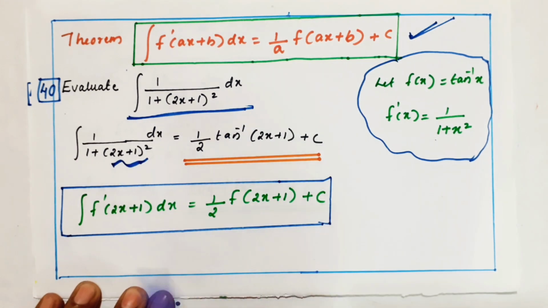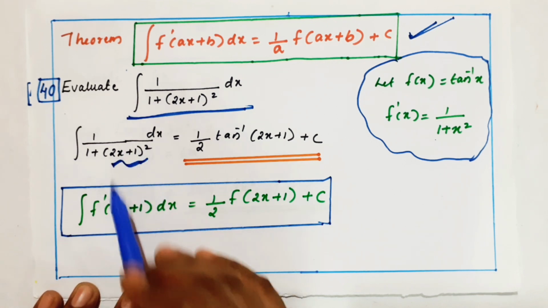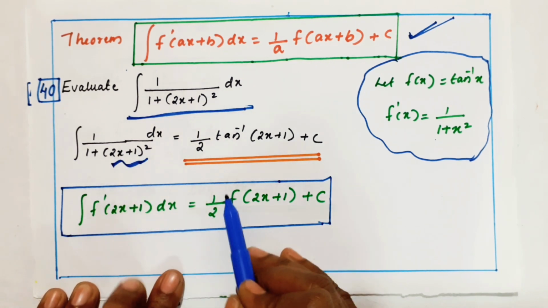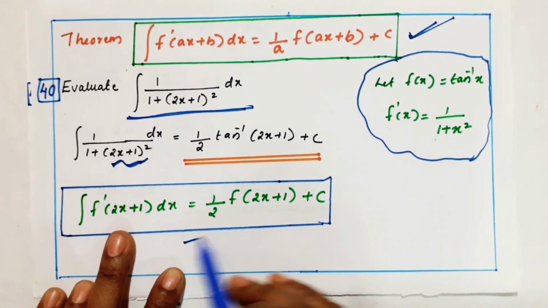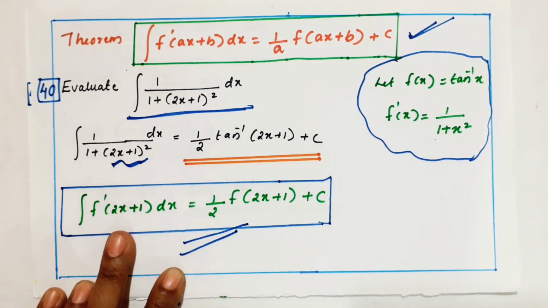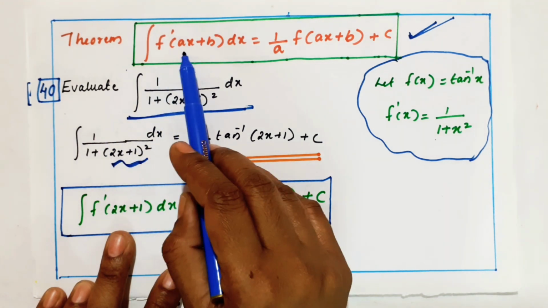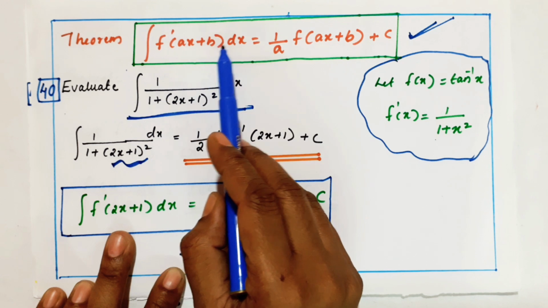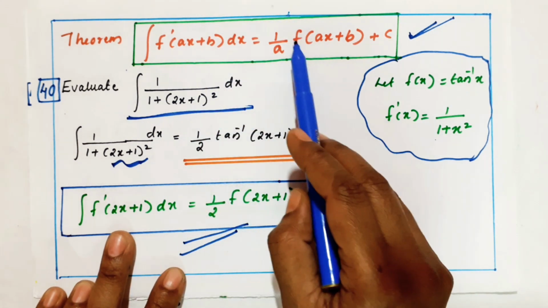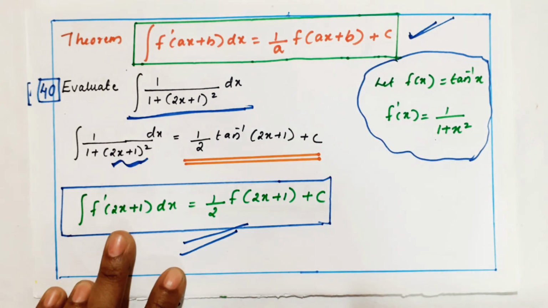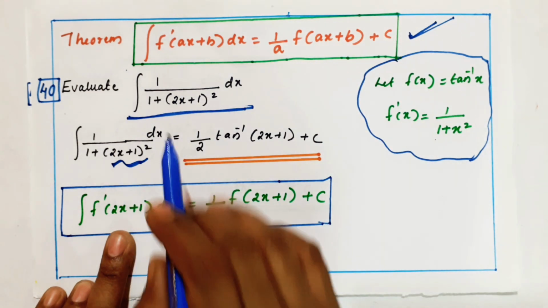So you see, integral of f dash of this term 2x plus 1 dx is 1 by 2 f of 2x plus 1 plus c. This thing you have to remember. After seeing this, you should get the idea. Integral of f dash of ax plus b dx, we can write as 1 by a f of ax plus b plus c. Shortcut. Seeing the question, you are getting an idea.